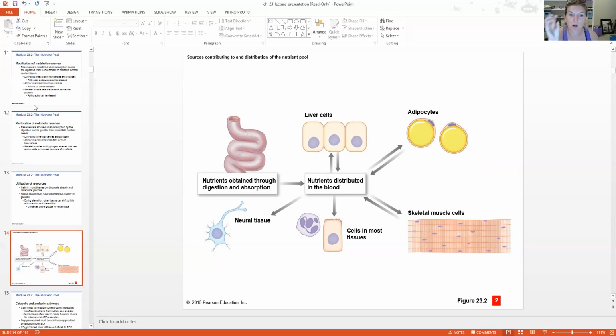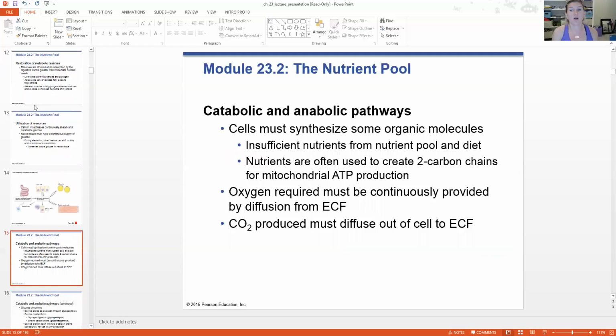What I would do on this slide is write exactly which molecules are being exchanged from each of these tissues, right? So nutrient absorption through digestion, that's all of them. Liver cells, adipocytes, and tissue cells all have specific molecules that you can assign to those specific parts. So there are catabolic and anabolic pathways that we have to distinguish. Our cells have to synthesize some organic molecules, because sometimes we're not bringing in the correct nutrients, right?